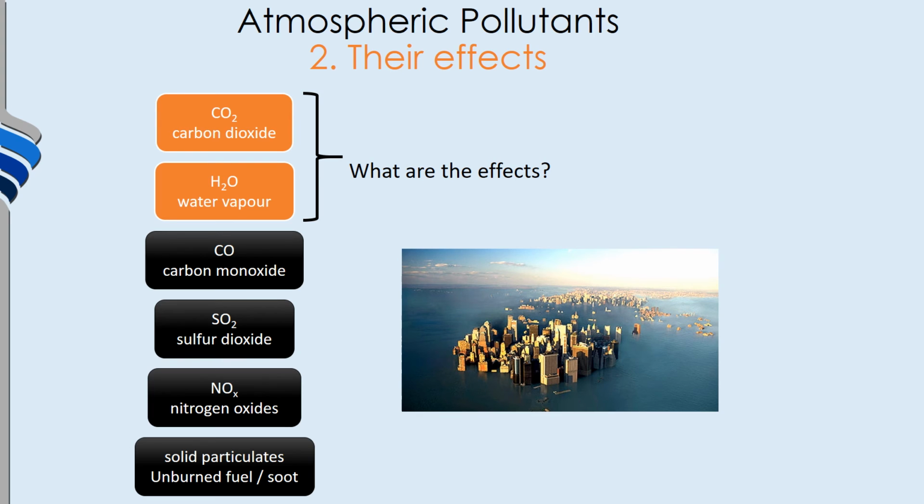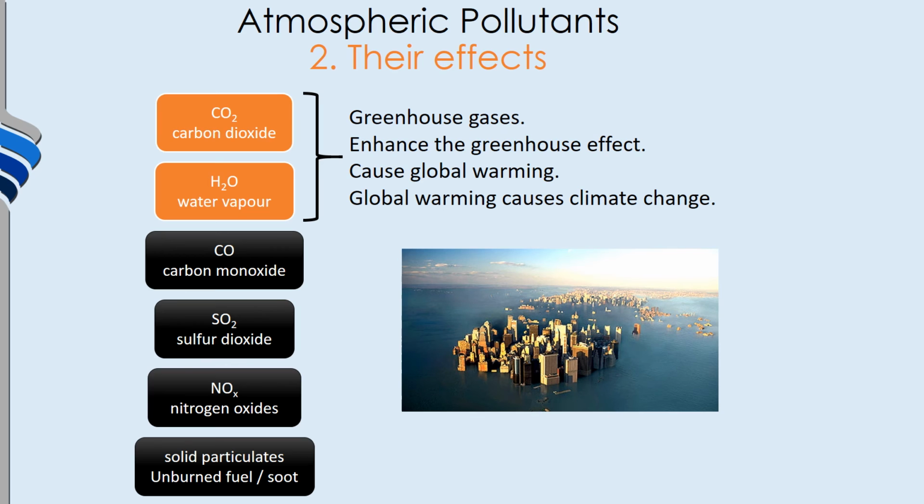Hopefully you realise that it's a greenhouse gas, so it enhances the greenhouse effect. Okay, so it adds more greenhouse gas there, so it means that the temperature of the Earth increases, which is global warming. And global warming causes climate change. Okay, so they're three completely separate things. Greenhouse effect is different to global warming, which is different to climate change. But increasing the greenhouse effect causes global warming, which causes climate change. So that's the effect of carbon dioxide being pumped into the atmosphere.